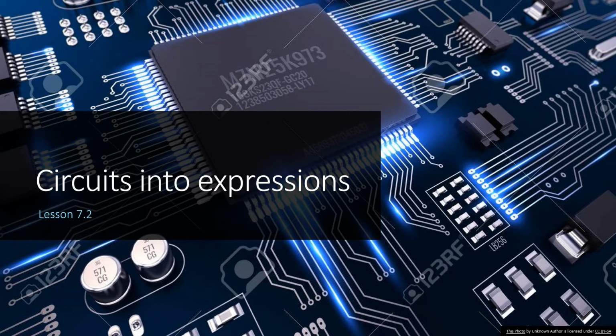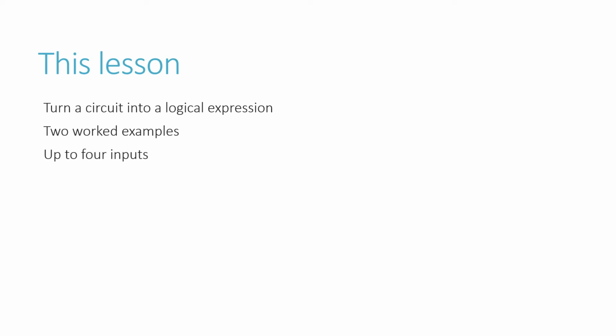So welcome back. This is lesson 2 of week 7, and in this lesson we're going to look at a couple of new examples of how we can turn circuits into expressions and create truth tables. So in this lesson we'll turn a circuit into a logical expression twice. We'll do 2 worked examples and we'll look at a truth table with up to 4 inputs.